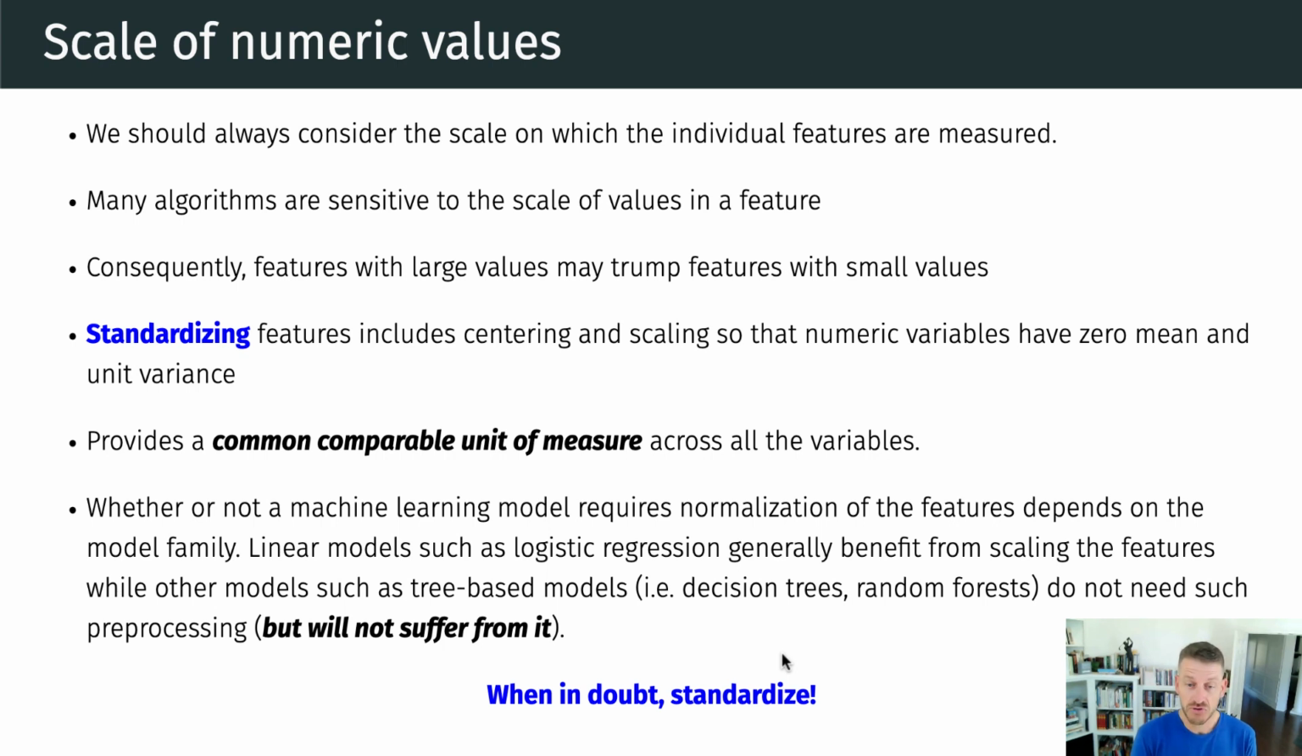Now, some algorithms just really don't care. Basically, the tree-based algorithms, such as decision trees, random forest, and gradient boosted machines, they do not care what the difference is in the magnitude of the values. However, those algorithms that don't really care about it do not suffer if we were to standardize or normalize our values. So bottom line, when in doubt, it always makes sense to go ahead and standardize our values so that they're all on the same magnitude or scale.